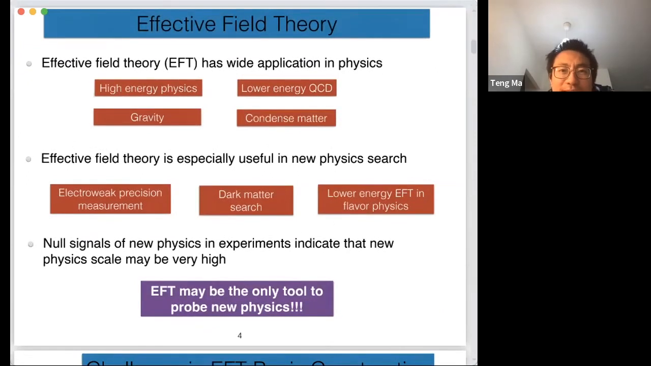Effective field theory has wide applications, such as in high energy physics, low energy QCD, and gravity dynamics, in astrophysics and condensed matter. It is especially useful in new physics searches in hard physics, such as electroweak precision measurement, dark matter search, flavor physics. And now we don't see any new physics at colliders. This may indicate that the new physics energy scale is too high, beyond our expectation. So it's possible that EFT is the only theory to probe the imprint of new physics for human beings within a few decades.